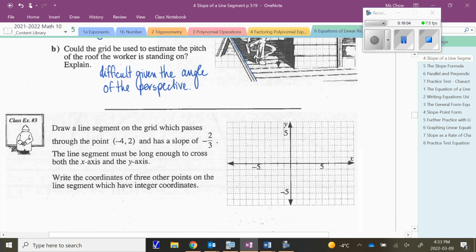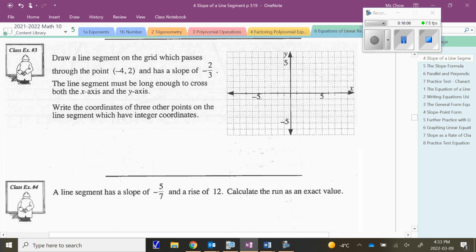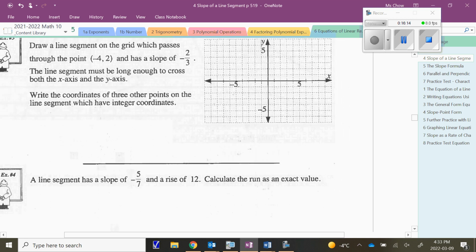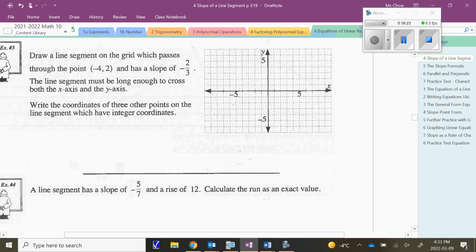So let's take a look then at class example number 3. Let's draw a line segment on the grid, and it's going to pass through the point -4, 2 and have a slope of -2/3. The line segment must be long enough to cross both axes, and write the coordinates of three other points on the line segment which have integer coordinates.